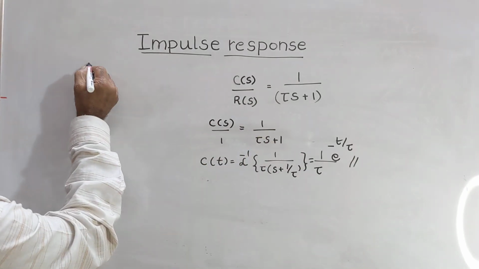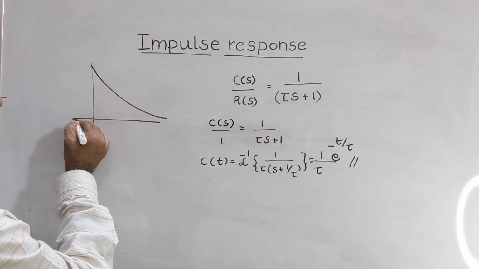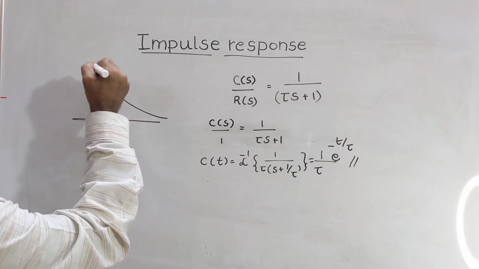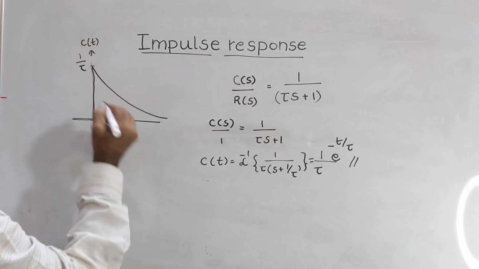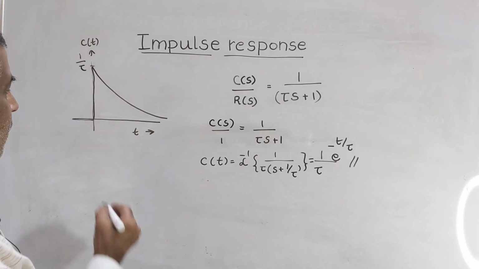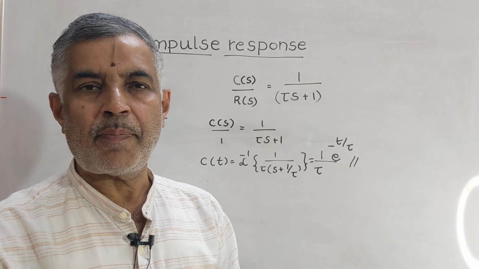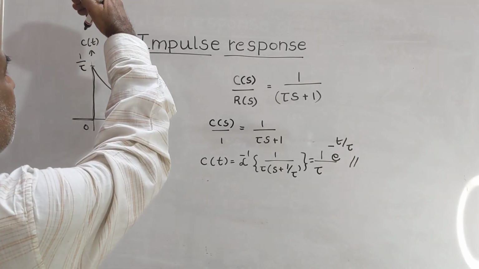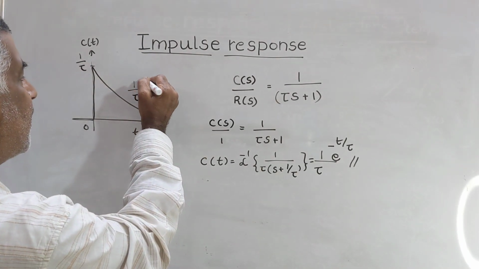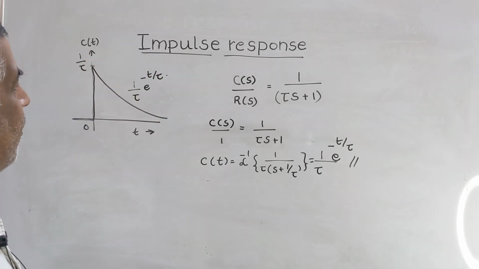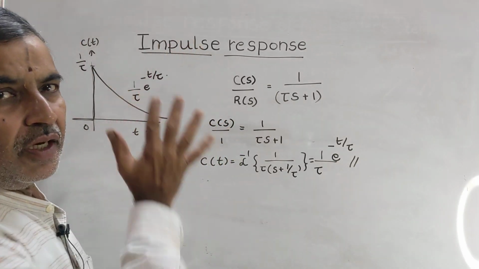Now it is sketched in this way. This is 1 by tau. This is C of t. So for t less than 0, it was 0. Now when an impulse is applied, it goes to a value 1 by tau, then it starts falling. So this is what is called as impulse response. So this is the last test signal, impulse response.